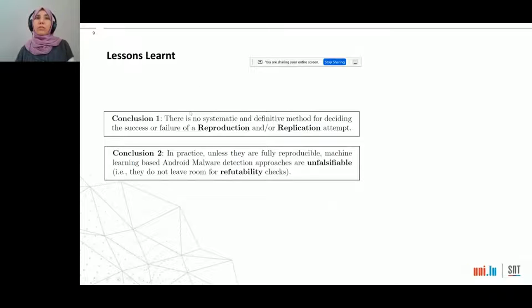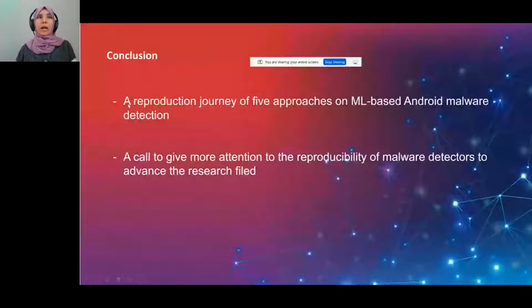Also, our study has raised the problem of the absence of a systematic method for deciding about the success or failure of a reproduction study. And also, when an approach is not reproducible, it cannot undergo a refutability check. So to conclude, in our paper, we describe our reproduction journey of 5 approaches on machine learning-based Android malware detection. And with this work, we hope that we all learn lessons from our reproduction study and invest more in making our work reproducible. Thank you.